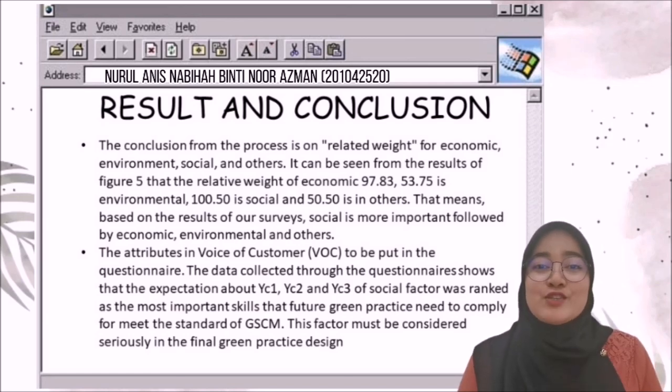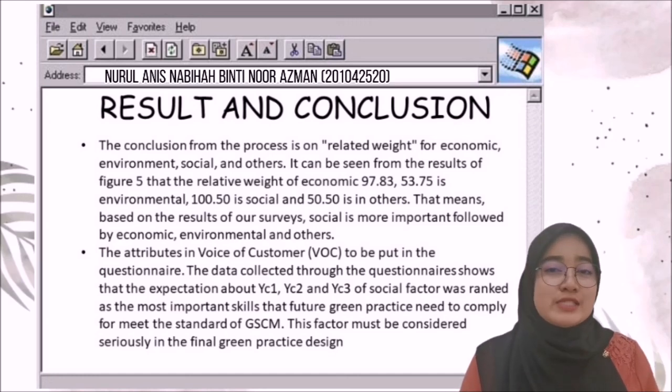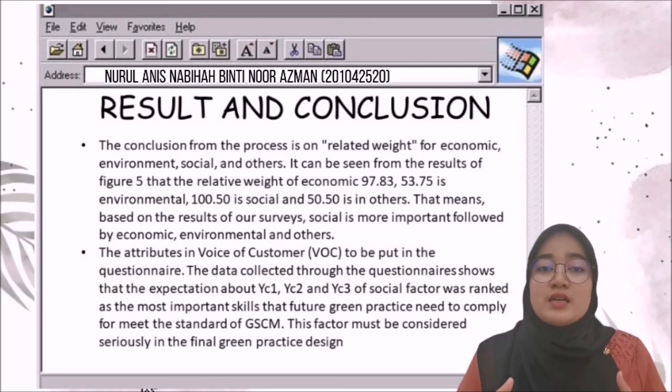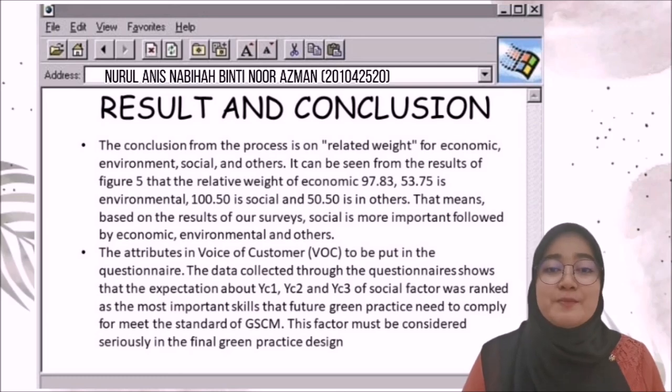The attributes in voice of customer, VOC, were put in the questionnaire. The data collected through the questionnaire show that the expectation about VC1, VC2, and VC3 of the social factor was ranked as the most important skill that green practice needs to fulfill to meet the standard of GSCM. This factor must be considered seriously in the final green practice design.